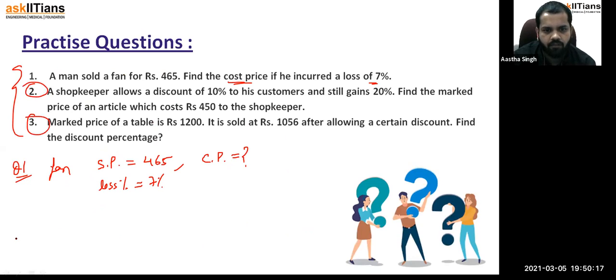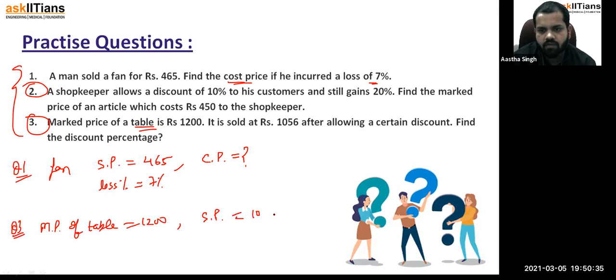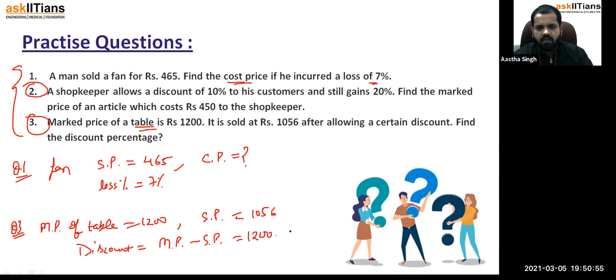Guys, do the second question for your practice as homework. I am doing question number 3. Just read out what question number 3 is. Market price of a table is given as 1200. Selling price is given as 1056 after a certain discount. Find the discount percentage. First tell me what discount is. Discount is market price minus selling price. Market price is 1200 minus selling price 1056. You will get a discount of 144.